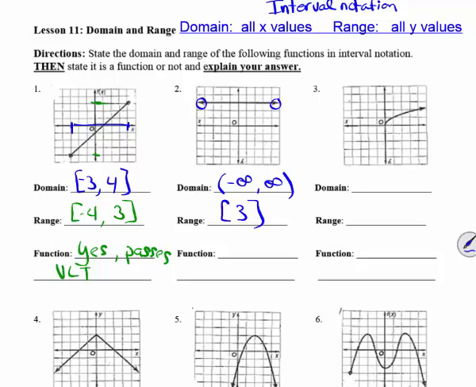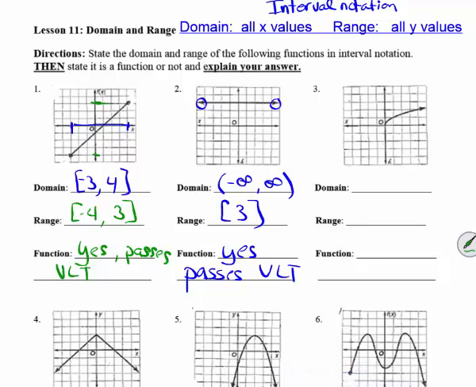So there isn't even any two numbers there. It's just the one number. Right? It has to be 3. That's it. Is it a function? Yes. It passes the vertical line test.